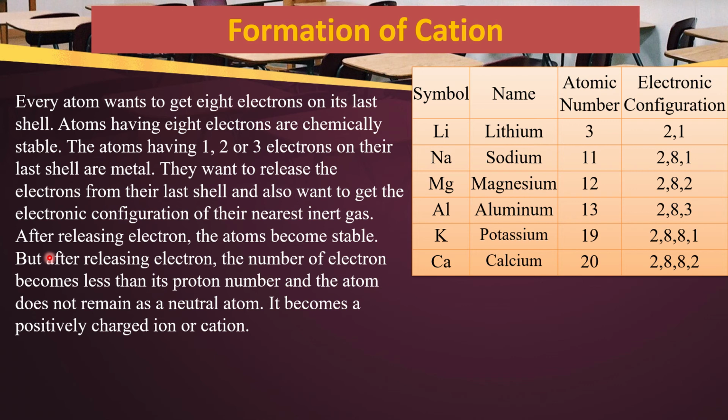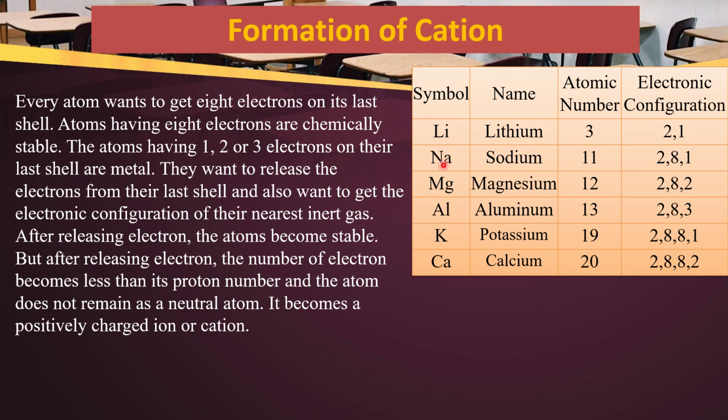Why do atoms, or why do metals, release electron? Because after releasing electrons, metals will get the electronic configuration of their nearest inert gas. After releasing electron, the atoms become stable, but after releasing electron, the number of electron becomes less than its proton number, and the atom does not remain as a neutral atom. It becomes a positively charged ion or cation. Now, dear student, you can write the formation of any ion from there.